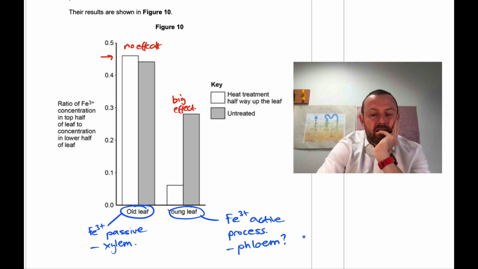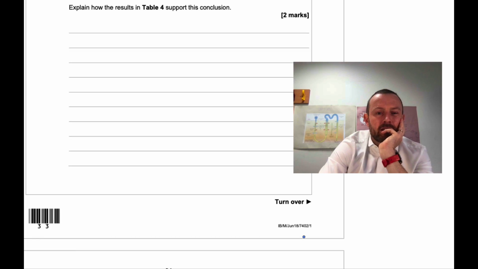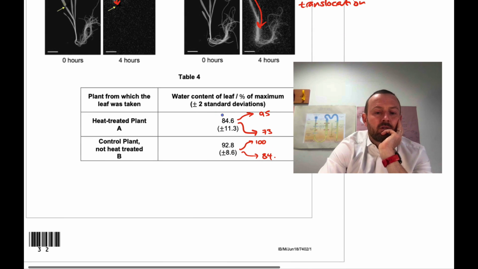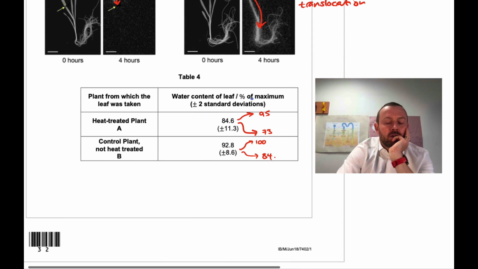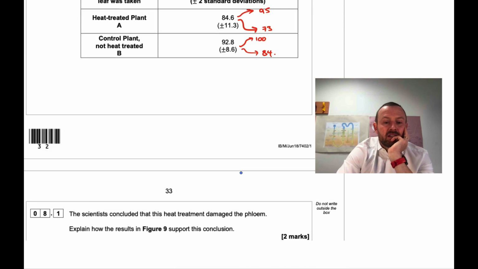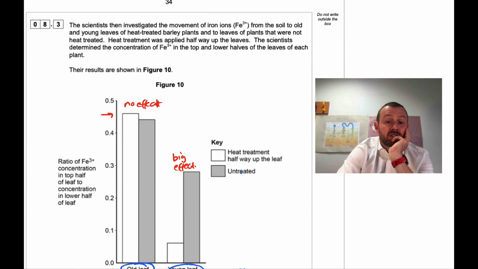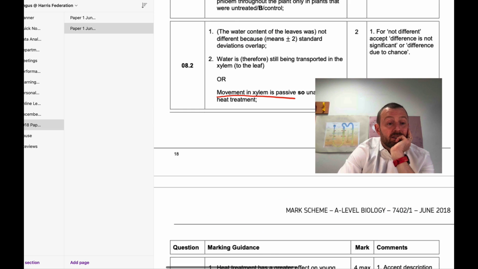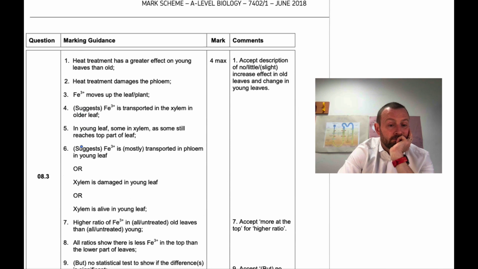That's my guess. Is there anything else we can bring in from the previous tables? Yeah, we could probably mention the fact that the water content was not different, so the xylem are unaffected, whereas the phloem were affected. So I think that's the conclusion. Okay, let's see what the mark scheme says. Let's see if that was right or not.